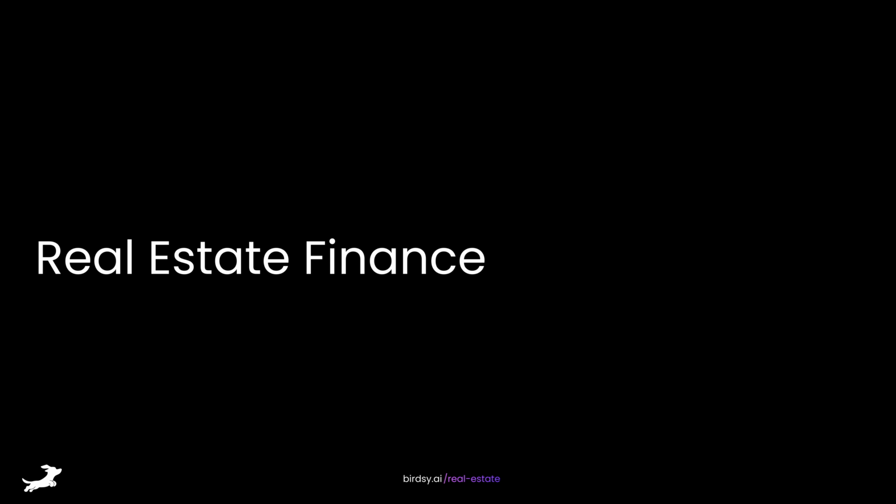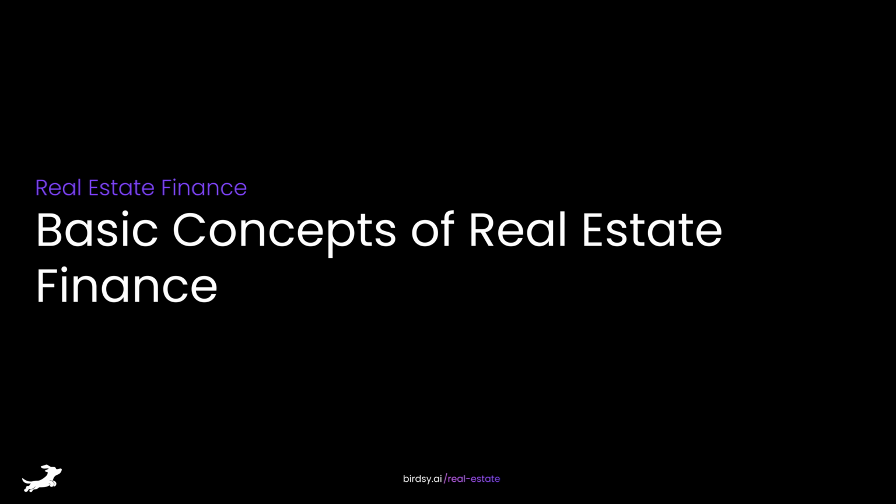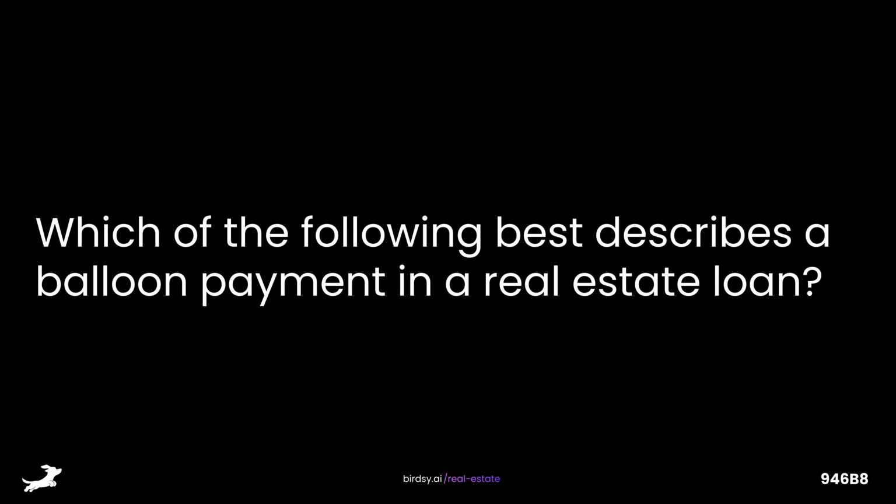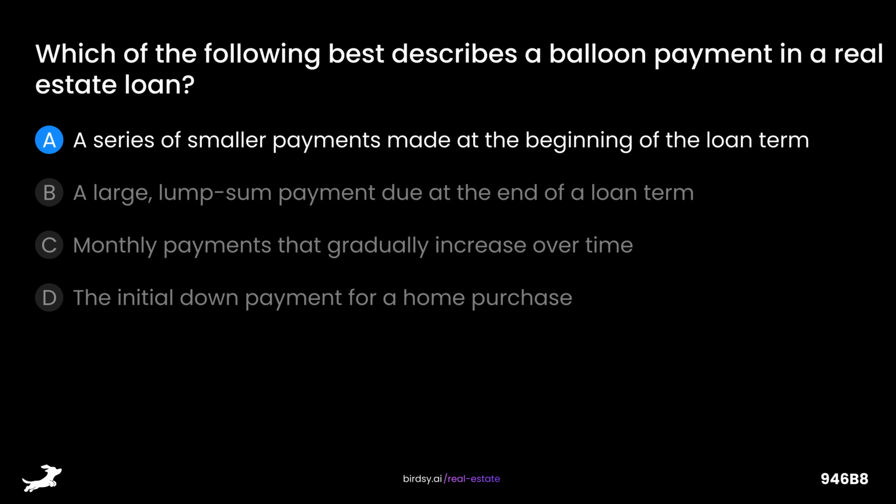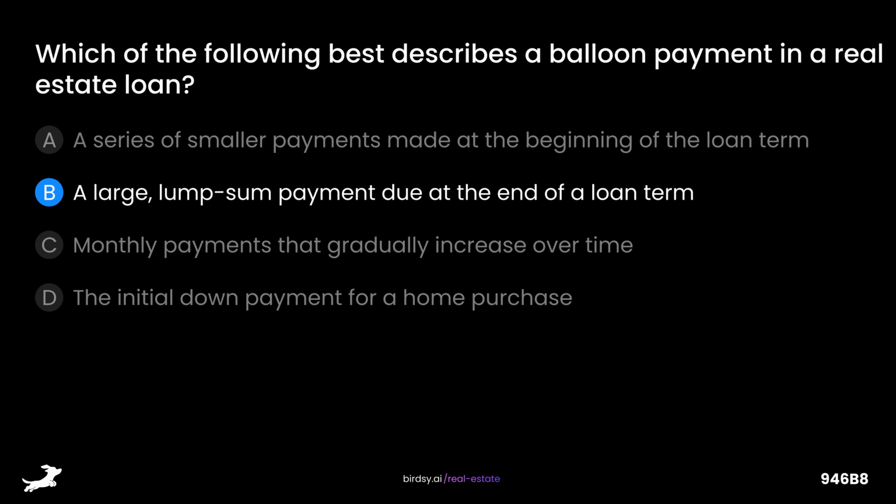Real estate finance. Basic concepts of real estate finance. Which of the following best describes a balloon payment in a real estate loan? Is it A, a series of smaller payments made at the beginning of the loan term, B, a large lump sum payment due at the end of a loan term, C, monthly payments that gradually increase over time, or D, the initial down payment for a home purchase? The answer is B, a large lump sum payment due at the end of a loan term.